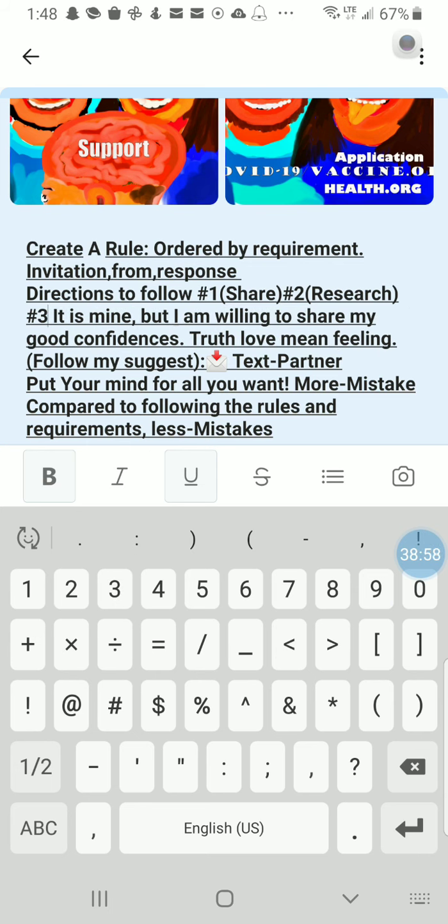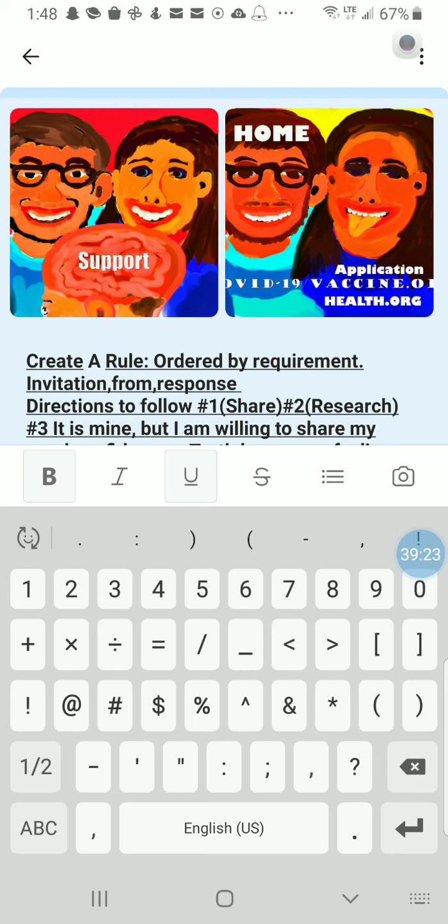Rule number one, share. Rule number two, do the research. Rule number three, it is mine. Do you think that maybe rule number five would be love? Love the partner. You'll love them once you get to know them. Maybe if you like their idea, you've got to like them for it, only if it does the favor or something like that.